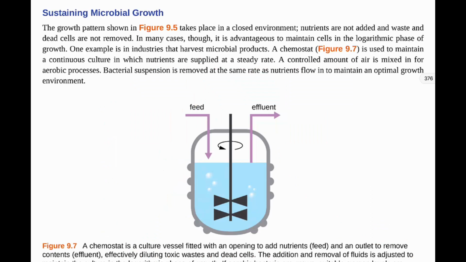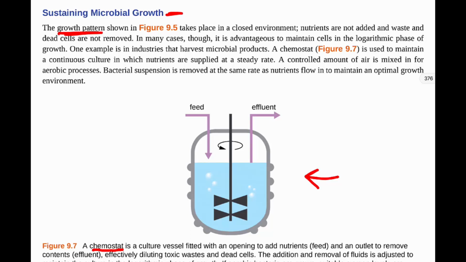So then when we get to our sustaining of microbial growth, we took a look at our growth pattern, and if we want to sustain microbial growth, again, we had mentioned that in industry, for example, it is useful to have the cells be in the log phase, the logarithmic phase, where they're metabolically active and they're producing whatever it is that that industry is producing using those microorganisms. What we can see here is that if we want to keep them in this phase, we can use something called a chemostat. And this is an image of a simplified chemostat here.